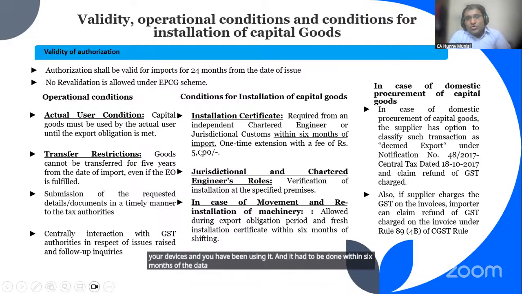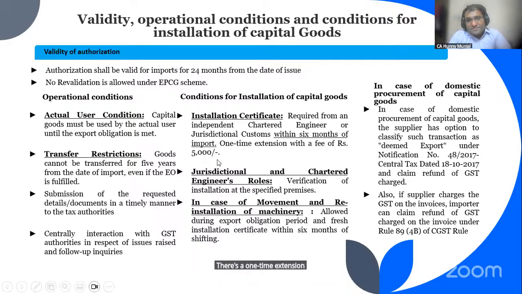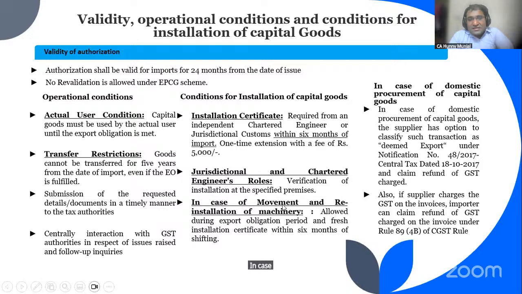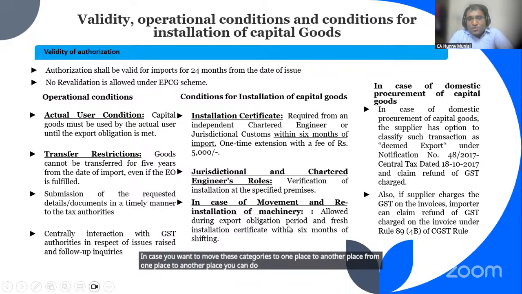In case you don't obtain it, there's a one-time extension with a fee of 5,000. Post this, a judicial officer can verify your premises and check whether indeed the capital goods have been installed in your premises or not. In case you want to move these capital goods from one place to another place, you can do that during the export obligation.